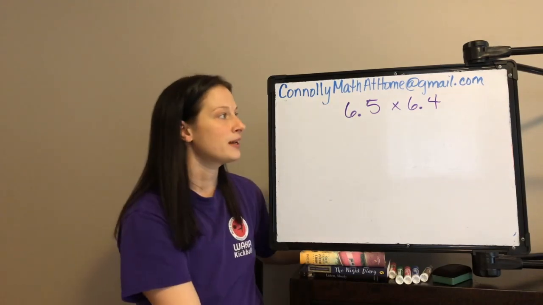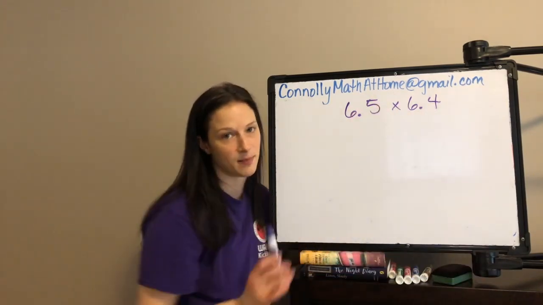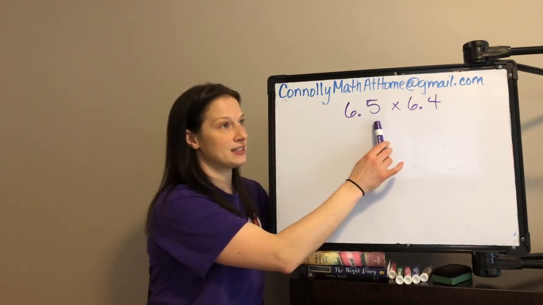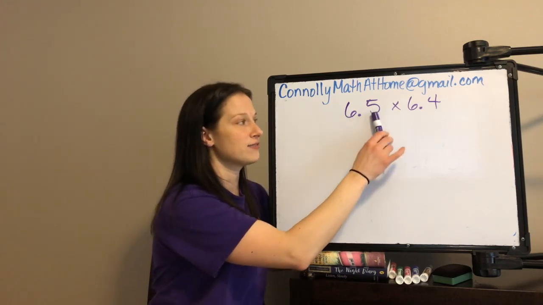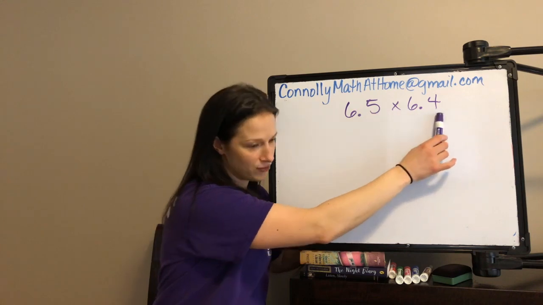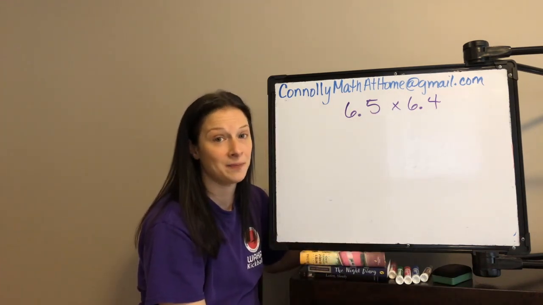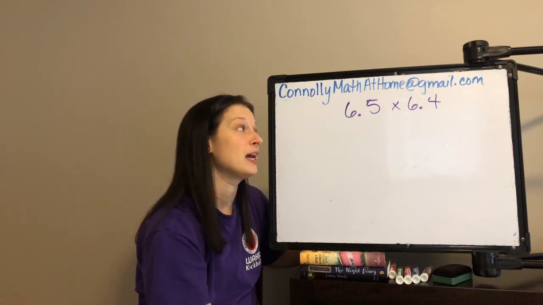Okay, so I was walking at 6 and 4/10 miles per hour. I did that for 6 and 5/10 hours. So I did 6 and 5/10 groups of 6 and 4/10, and I need to estimate first. Okay, so let's think about it.